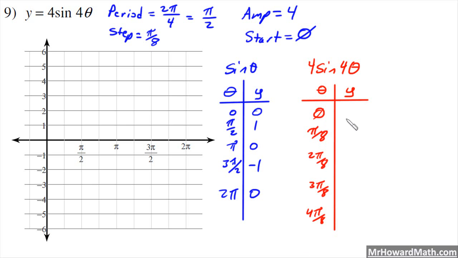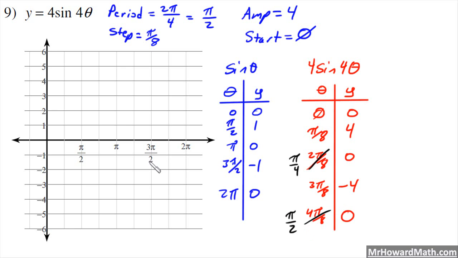And now our y values. So we're multiplying the y's by 4 because of this number right here. So our peaks are going to be at 4, our valleys are going to be at negative 4. So 0, 4, 0, negative 4, and 0. Now let's go in and reduce these. This one will reduce to pi over 4, and this one will reduce to pi over 2.